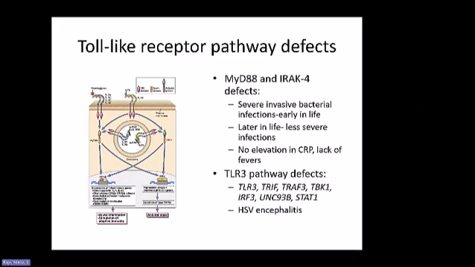We talked about TLR3 pathway defects presenting with HSE: TLR3, TRIF, TRAF3, TBK1, IRF3, UNC93B, STAT1, all of these are in this pathway, right? So UNC93B is important because it's not in the pathway, but it's important for localization of the endosomal TLRs where they are supposed to be. So defect in that also causes HSV encephalitis.